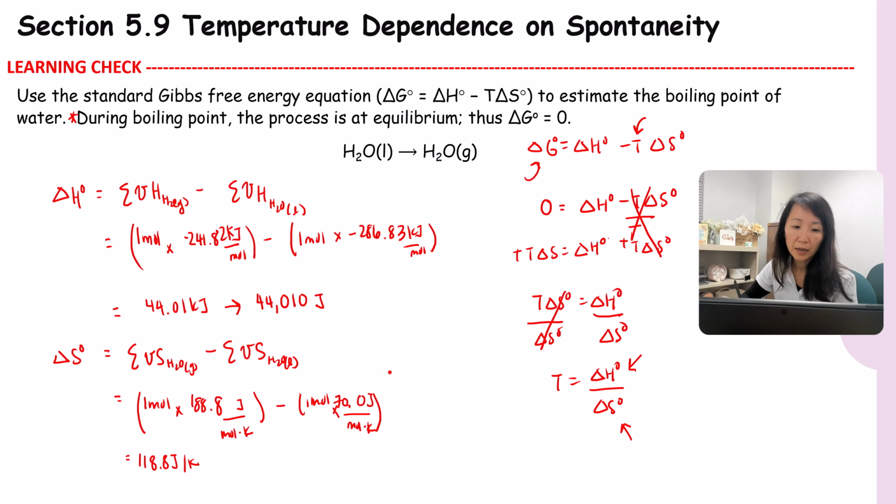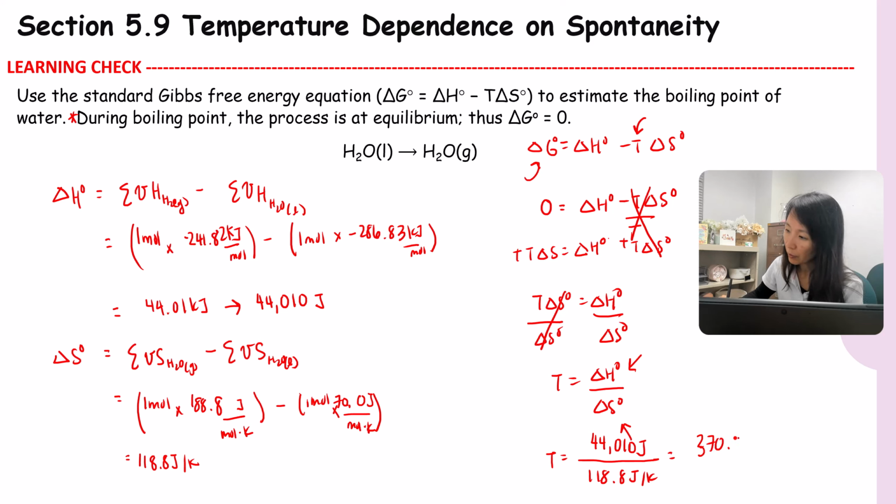Okay. Now I'm ready to put it into the Gibbs free energy equation. But I already had set it up so that T is equal to delta H on the top, 44,010 joules, all over 118.8 joules per Kelvin. And you calculate this out and you should get 370.5 Kelvin. Okay. And if you want to put this in Celsius, this will become 97.3 degrees Celsius.